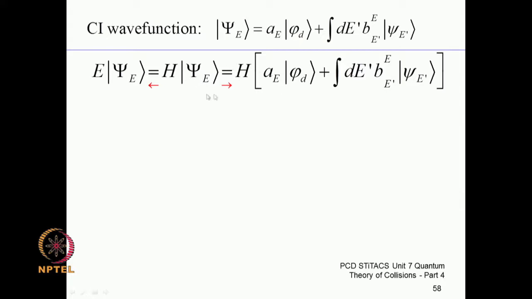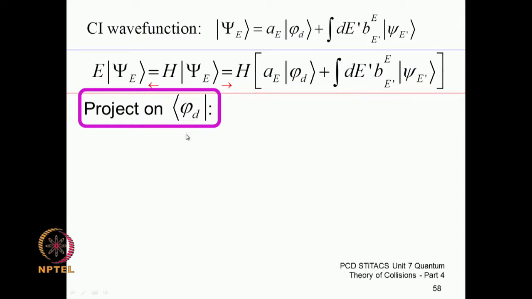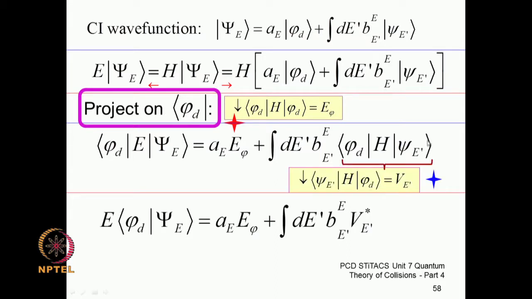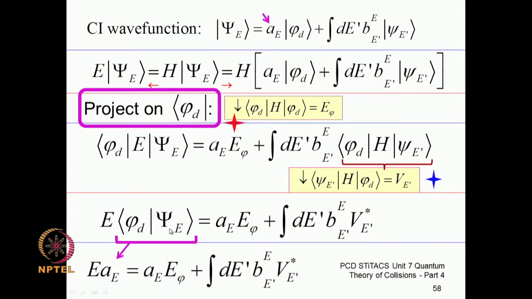So now I have written this Schrodinger equation so that on the left you have E psi, and on the right you have H operating on the superposition of the discrete and the bound states. So this is the projection that we are considering, on phi d. So here you get the E phi, which is here. So E phi comes here. This coefficient is AE coming from here, and then this factor is nothing but V, which we have written earlier. So you get V over here, and this is the projection of psi on phi d. So the projection of psi on phi d is this coefficient AE, which comes here. So you have E AE equal to AE E phi plus this integral.